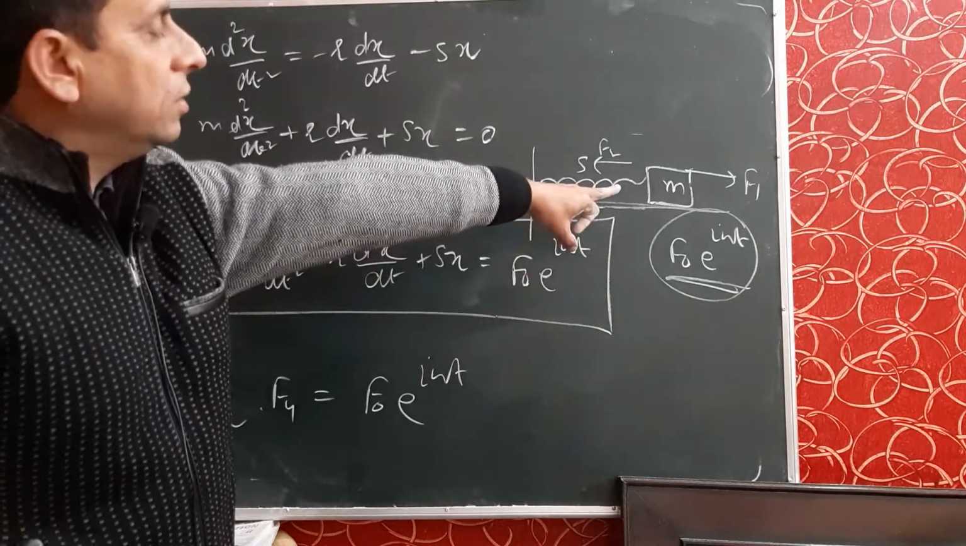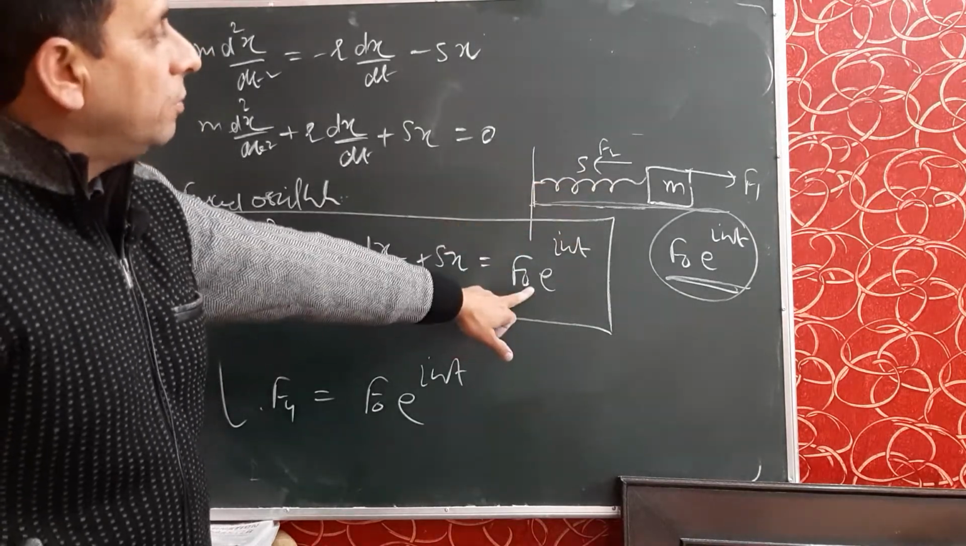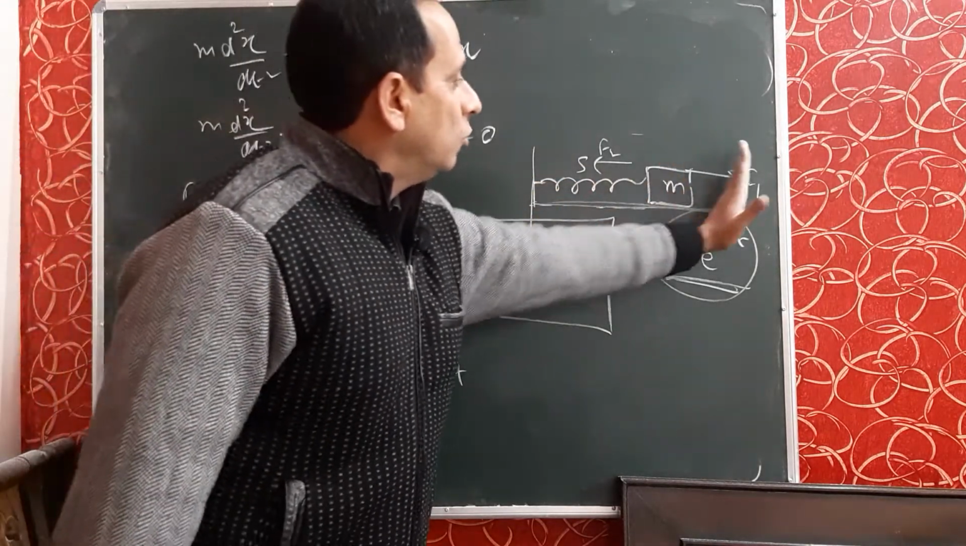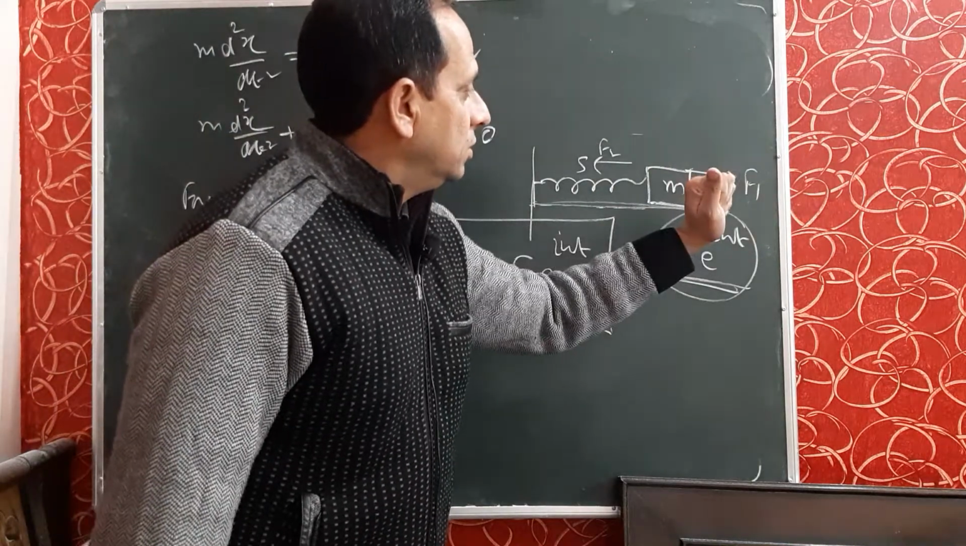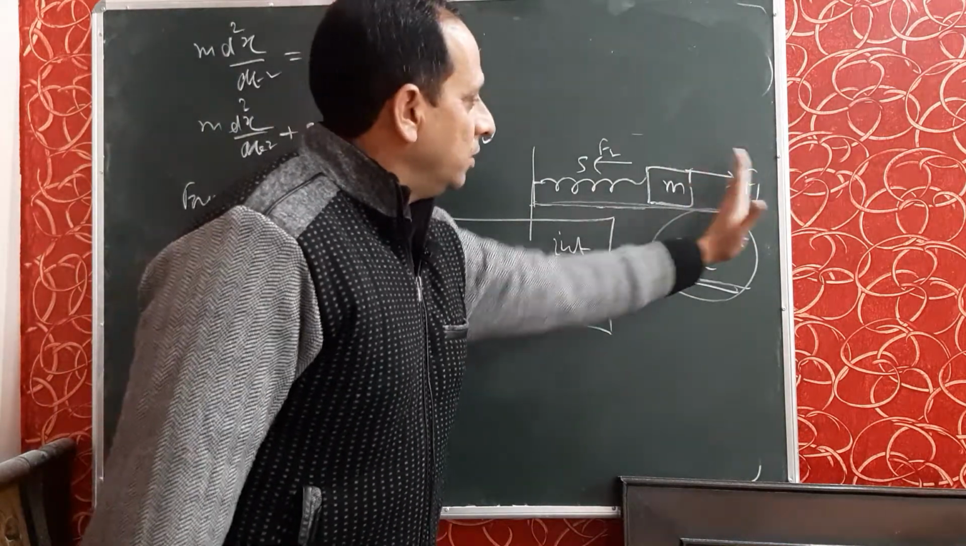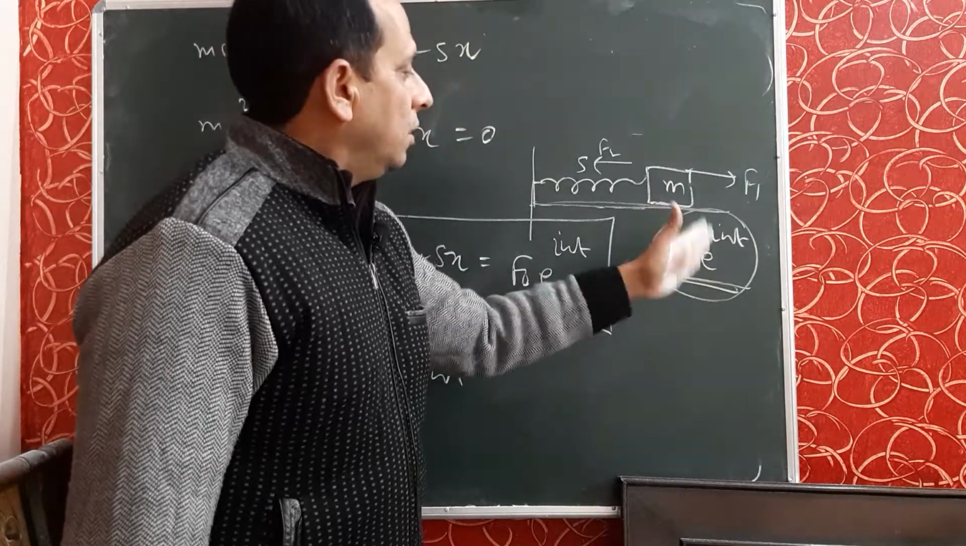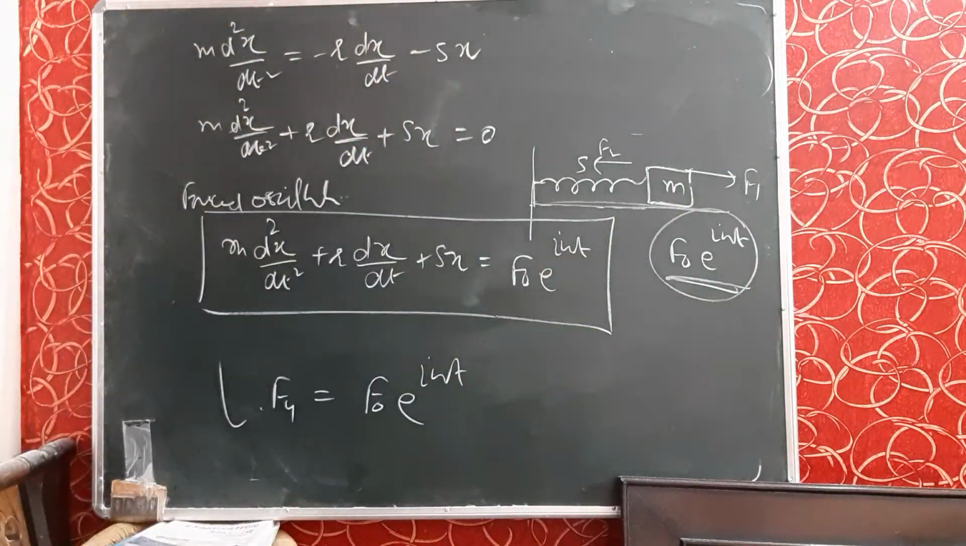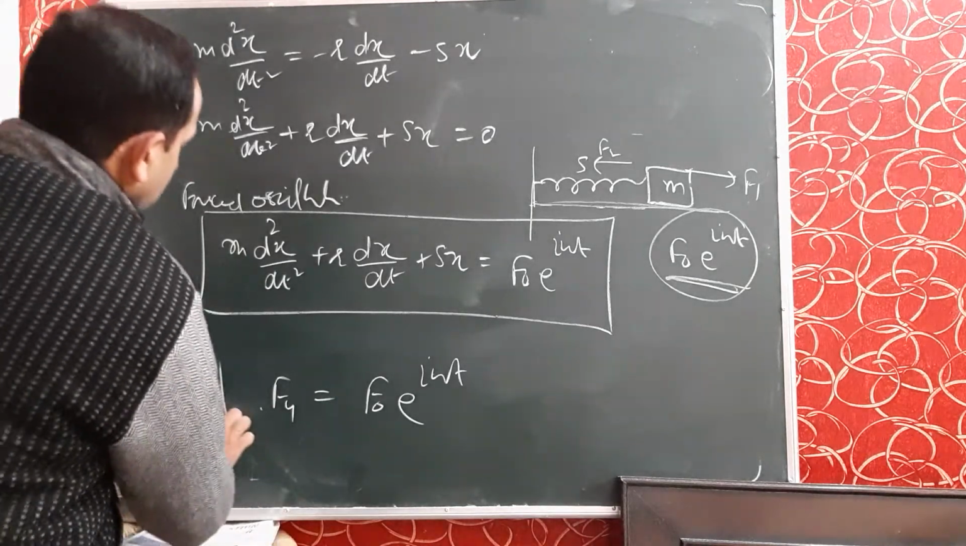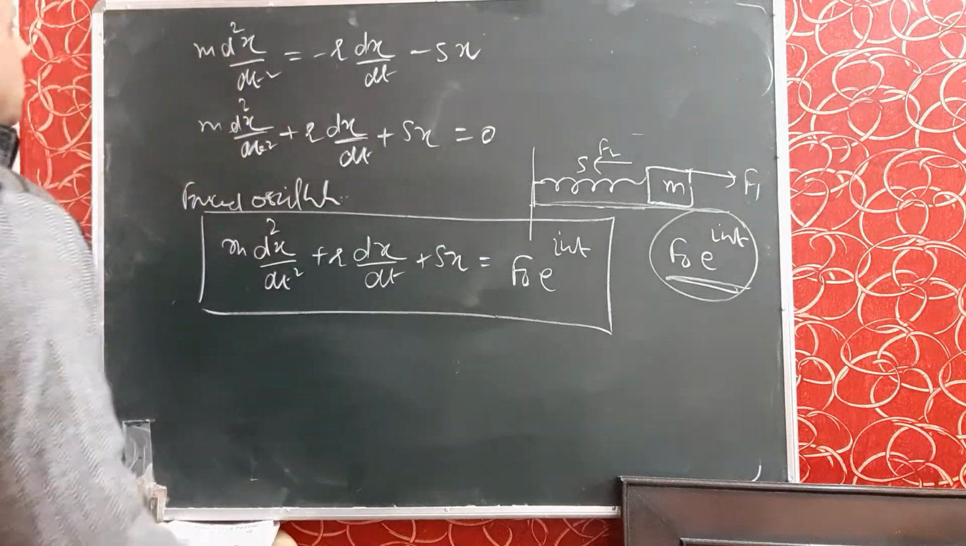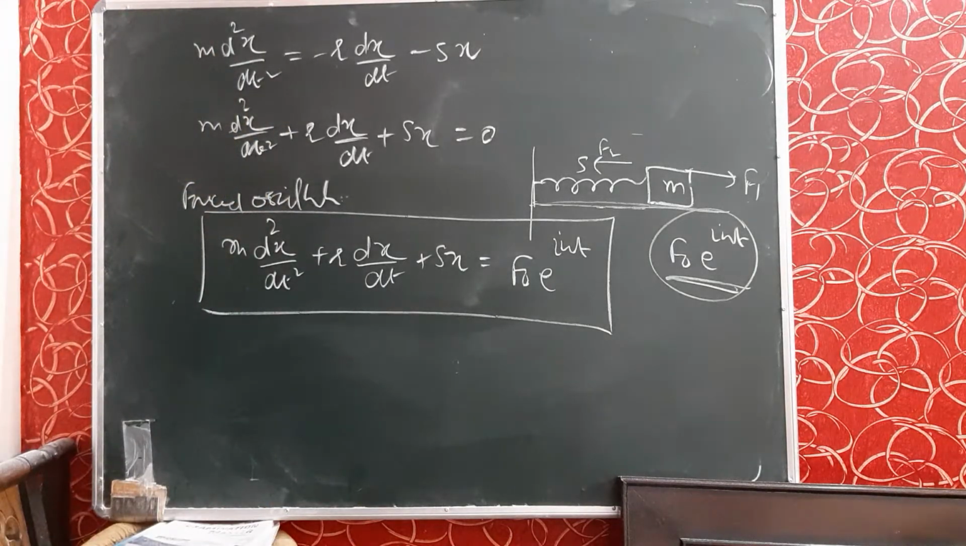This force is not acting continuously, it will be periodic. It means we will apply this force first of all, then we will release it, and after some time again we will apply this force and then release it, again after a fixed time we will apply this force and release it. So this is a periodic force. This equation is called the equation of a forced oscillator or forced mechanical oscillator.